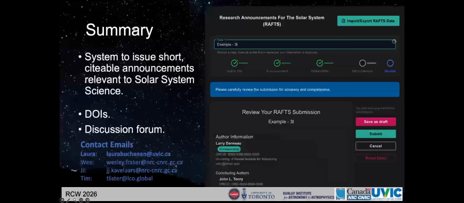So I'll just leave you here with my summary slide of the general bullet points of what we have, an example of what the review page might look like if you were put on a RAF submission, and various contact emails. If you have additional questions, you can feel free to email me, or if you don't want to talk to me, you can email these other folks here. And yeah, thank you.